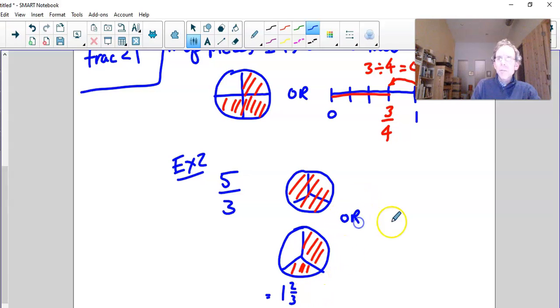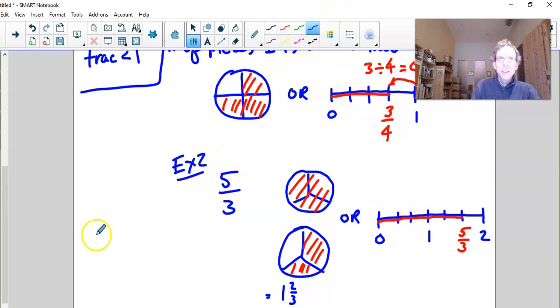Or we could use a number line here. Let's see what a number line representation would look like. Here we need a piece of number line that's more than 1. There's 1, there's 2, and we're going to divide each unit length here into 3 equal pieces. And we want to shade 5 of those equal pieces. So 1 2 3 4 5. There we go. So here's 5/3 on the number line.